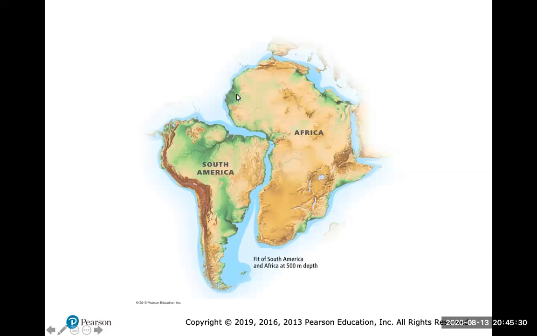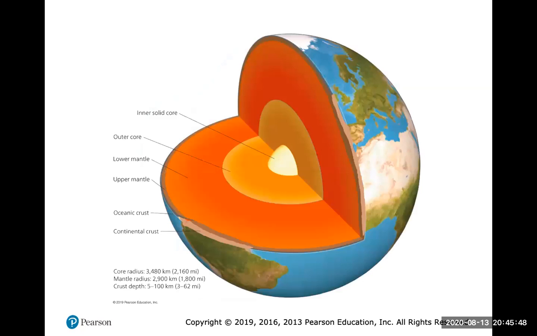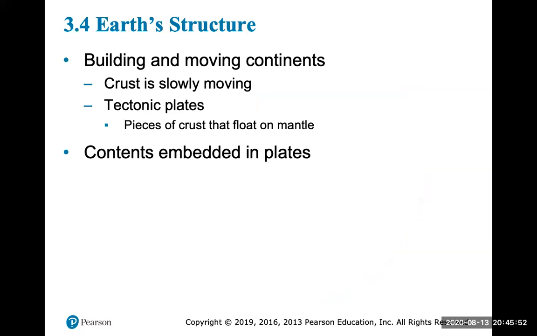A long time ago, there's a theory that all the continents were connected, and it's a pretty good theory, I think, because if you see here, South America fits nicely into Africa, and some sort of event allowed these continents to separate. So you can fit some of the continents together like a puzzle. And this is the Earth's structure and how it's laid out.